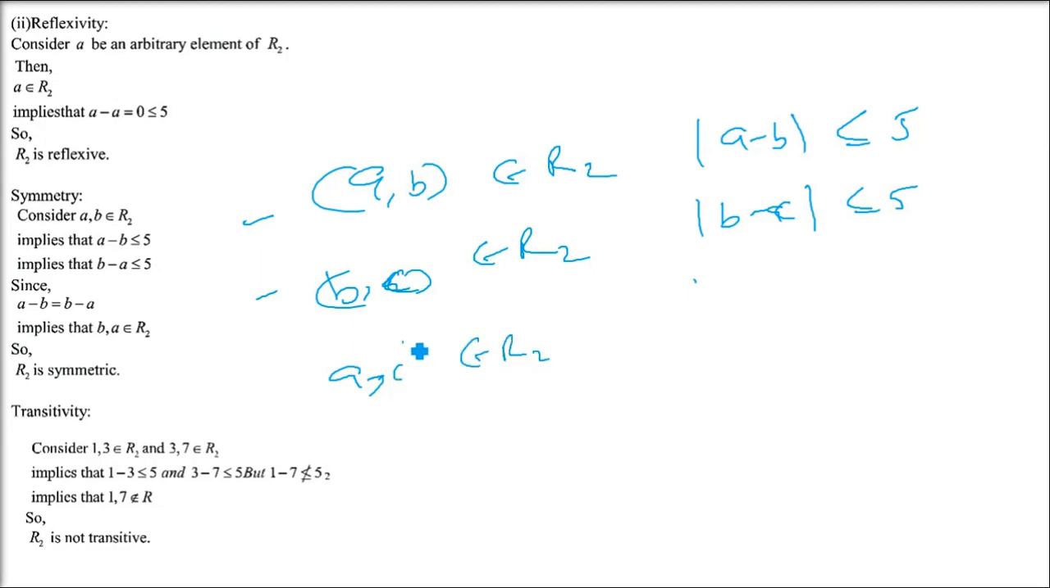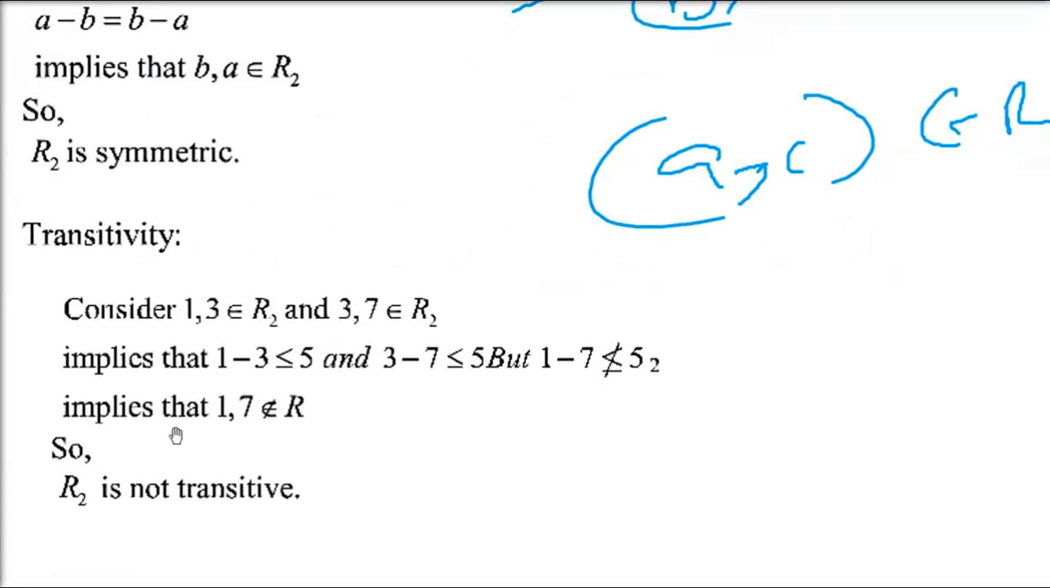So how to find this? There are a number of ways we can do it, but the easiest way is to take the numbers. Just to prove it, you can take the numbers. There is no problem, the examiner will give you total marks. So 1 and 3: 1 minus 3 modulus is 2, and 2 is less than 5. 3 and 7: 3 minus 7 is minus 4, modulus is 4, and 4 is less than or equal to 5.